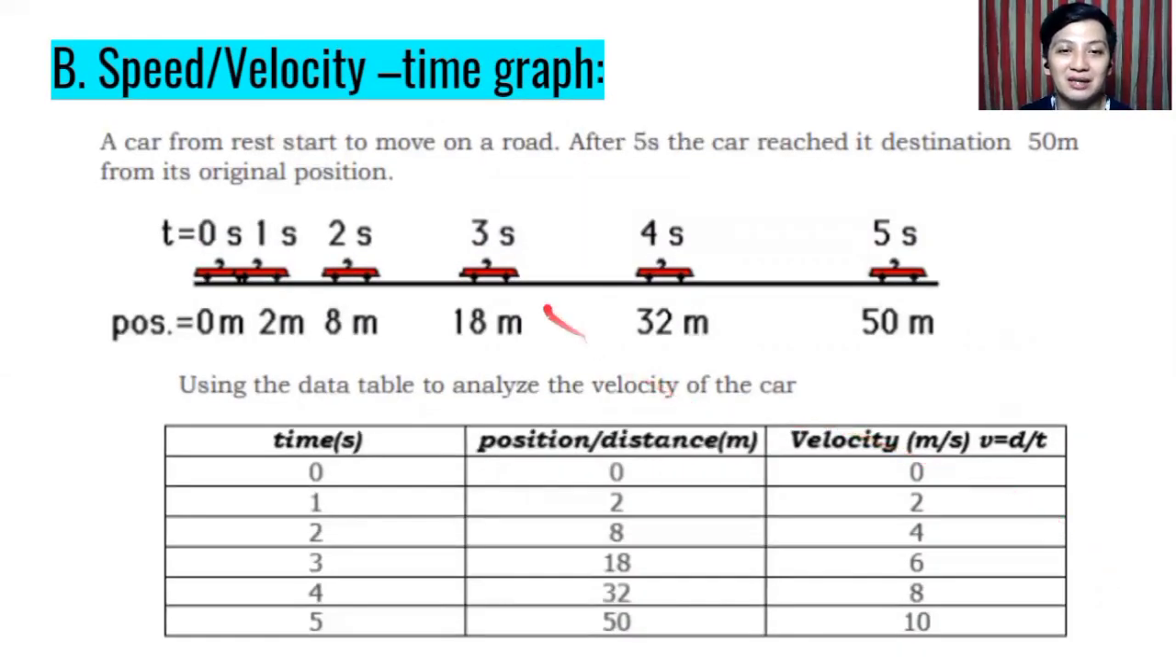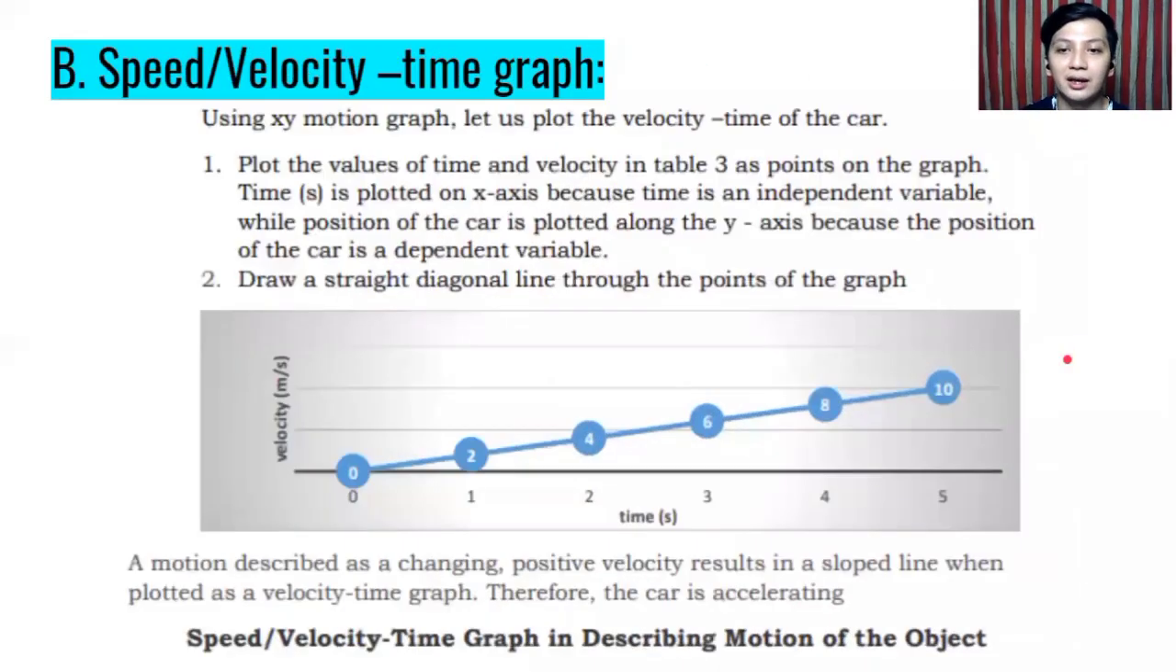Next, so another example. So a car from rest starts to move on a road. After 5 seconds, the car reached its destination, 50 meters from its original position. So the same. So time, here, the top, and position at the bottom. Do not forget to use a data table. So we have here time in seconds, position or distance in meters, and then velocity. Distance divided by time. That's why we got this one. So after using the data table, then plot it.